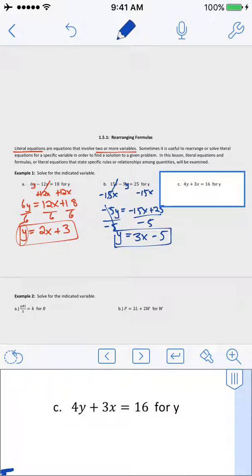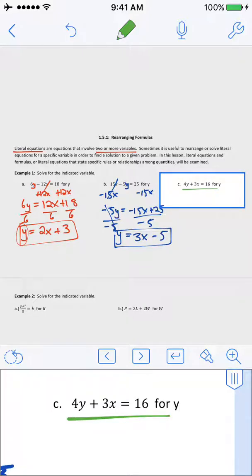So hopefully it is. I want you to try out this last one to just prove it to yourself that you do know what you're doing. So try out this last one. Solve 4y plus 3x equals 16 for y. So solve that for y. Don't even need to pause the video because it's so short.